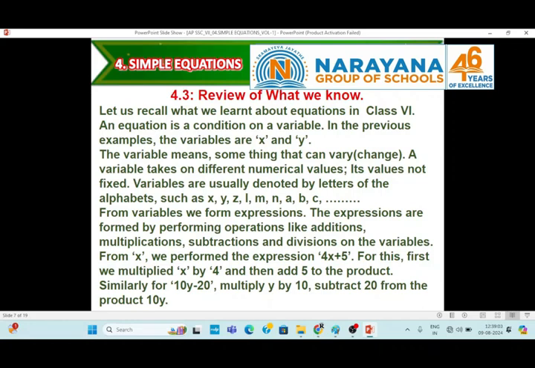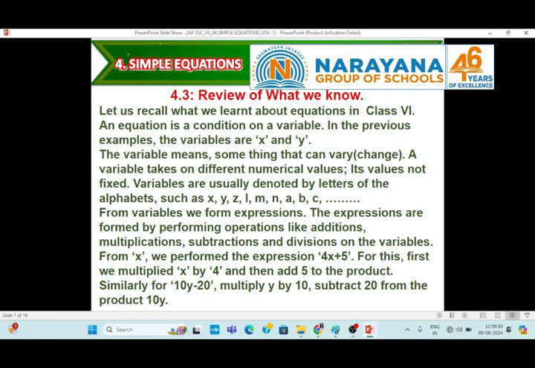A variable takes on different numerical values. Its values are not fixed. So variables are usually denoted by letters of the alphabet such as X, Y, Z, L, M or A, B, C, whatever. For example, in our previous cases, they are taking X and Y. Instead of X and Y, they may take any other letters like A and B or B and Q.